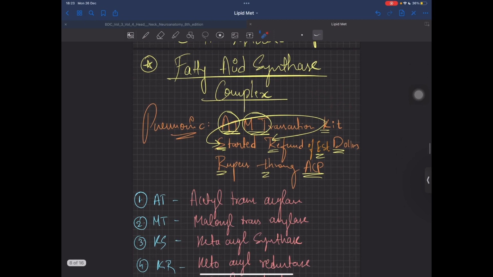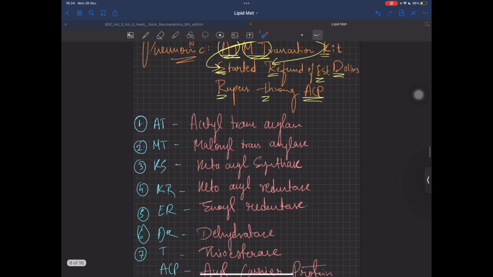Okay. To make our job easier, there is a mnemonic. A big shout out to Rakesh Jambulkar sir for making it so simple. We'll go with the mnemonic, and the ones which I've written in caps are the ones which are important for us. Now, going with the mnemonic: ATM transaction kit started a refund of estimated dollars, rupees through ACP. I'll repeat it once again. ATM transaction kit started refund of estimated dollars, rupees through ACP.